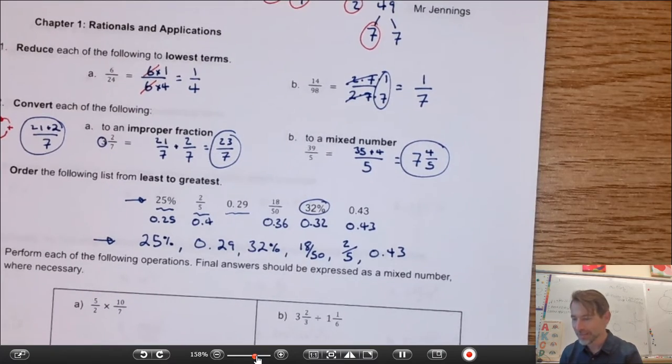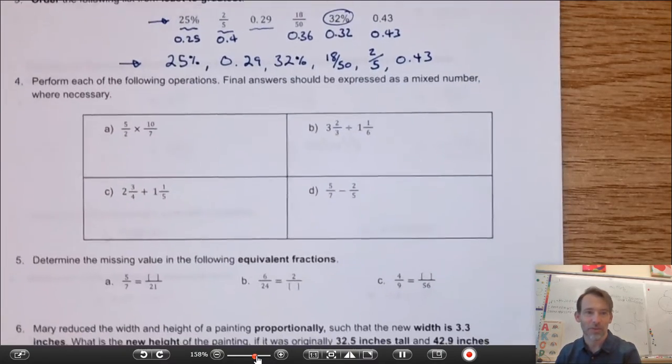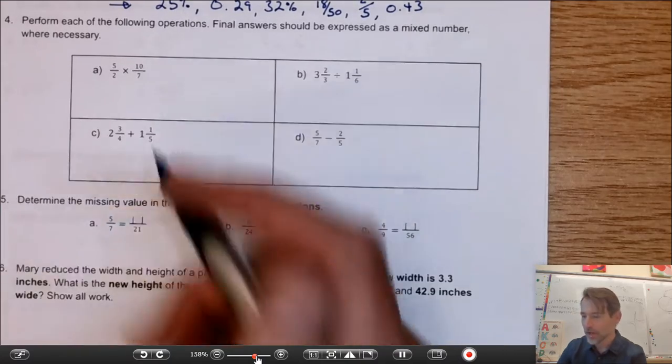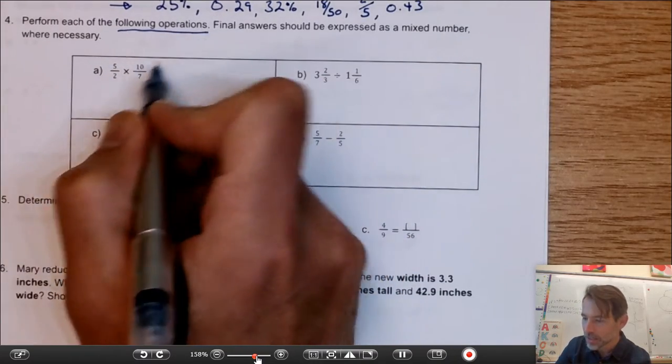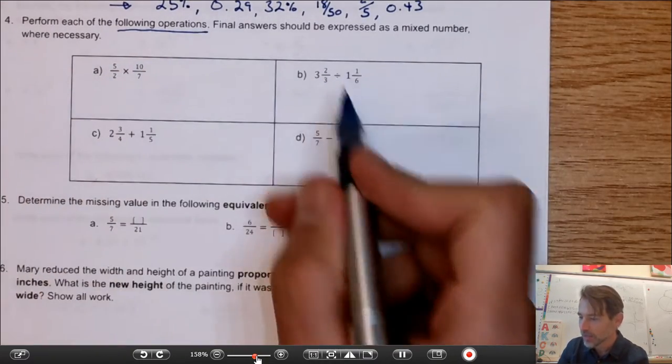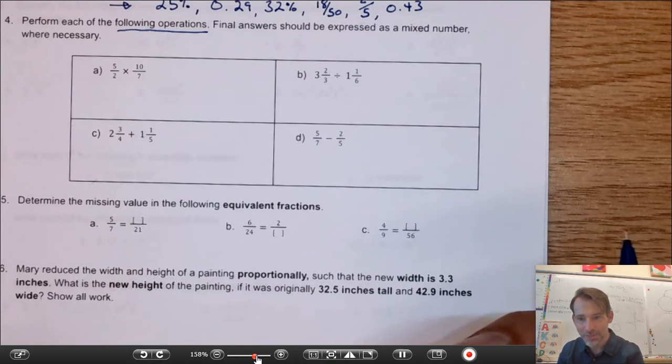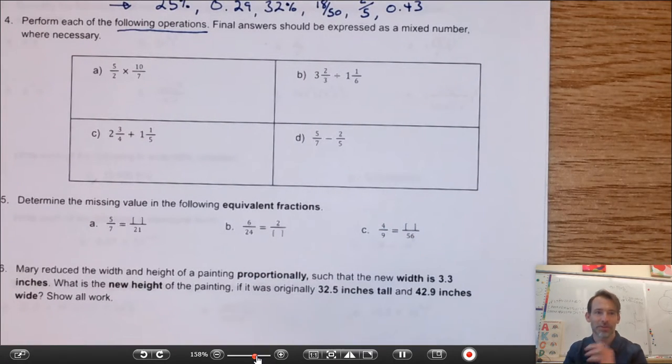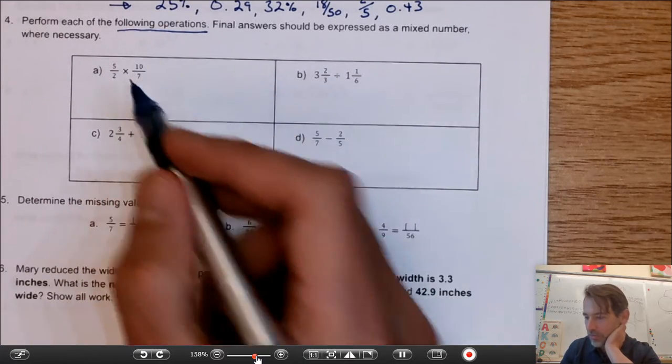Let's keep going. All right, so now we're going to perform the following operations. Operations are things like multiply, add, divide, subtract. We're going to do these things. You want to be able to do these things very well. All right, 5 over 2 times 10 over 7.